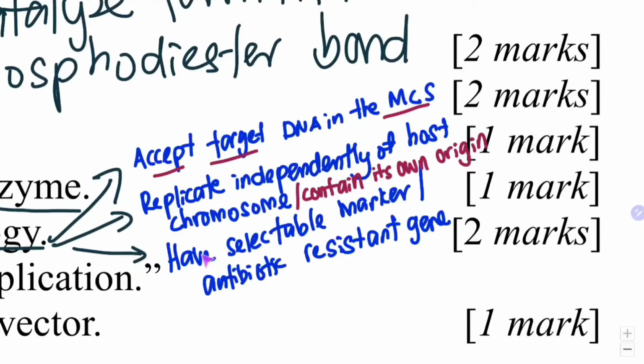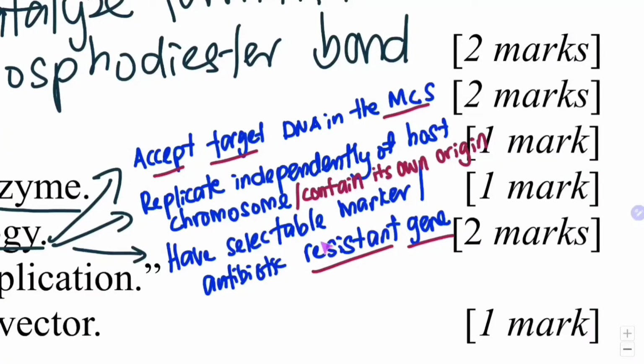So the third characteristic untuk all DNA cloning vector adalah have selectable marker. For example, seperti antibiotic resistant gene. So kena cakap antibiotic resistant gene, bukannya antibiotic resistance. So itu merujuk kepada characteristic of the host cell. So kalau kamu kata antibiotic resistance, itu merujuk kepada host cell, bukannya the DNA cloning vector.